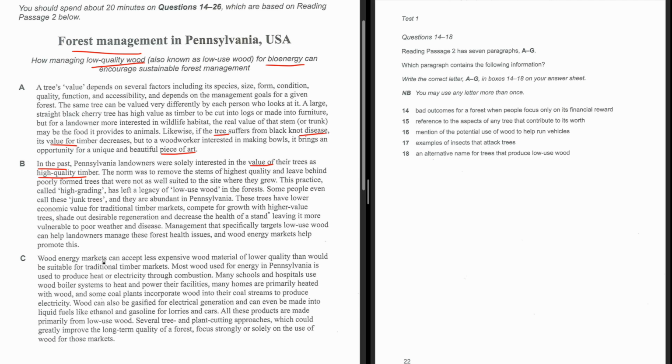Wood energy markets can accept less expensive wood. Now this is about the wood energy markets. Lower quality than would be suitable for the traditional timber market. So, less expensive wood material, lower quality.